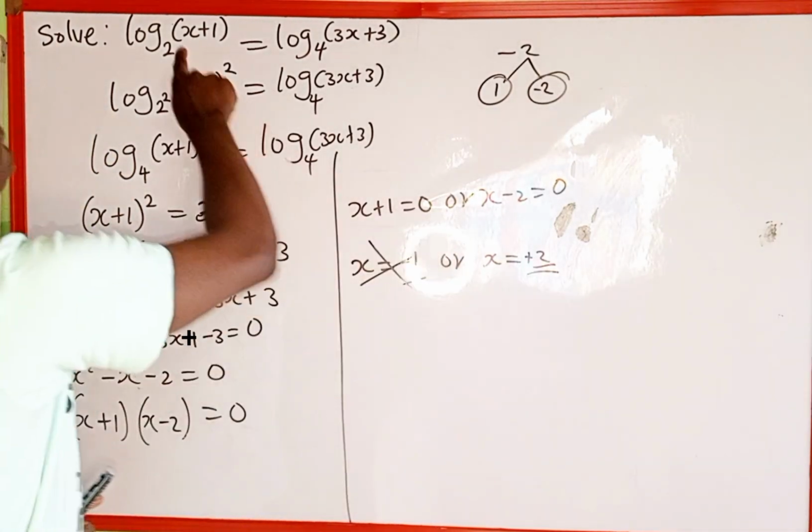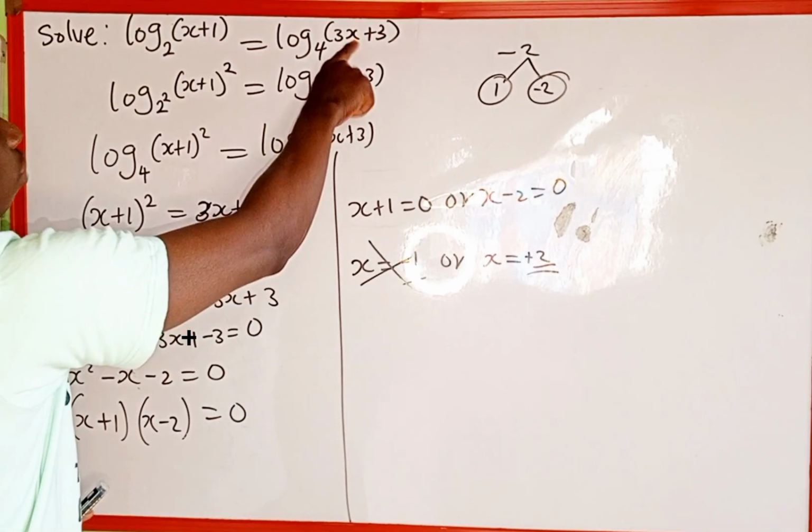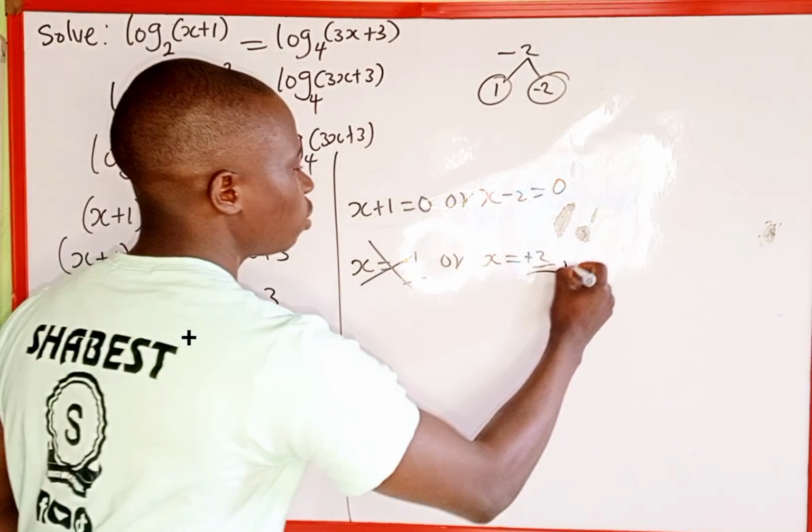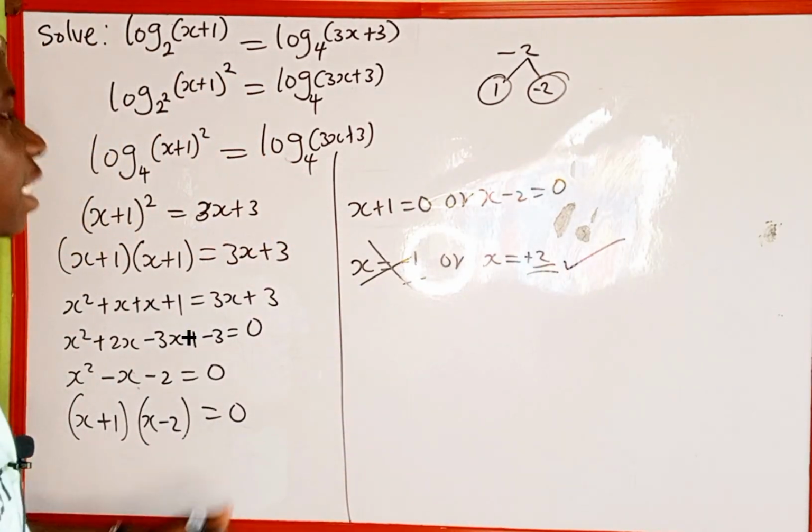But when we plug in 2, 2 plus 1 is 3. Then when we put 2 here, all of it is going to be a positive number. So therefore, x is equal to 2 is the only value of x that satisfies this logarithmic equation.